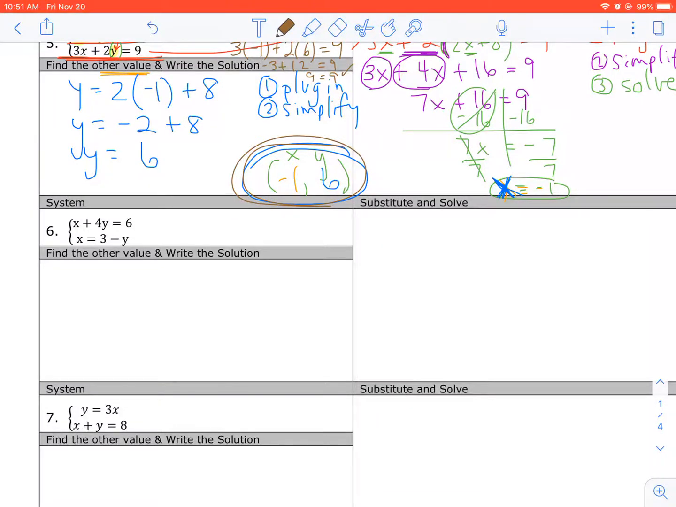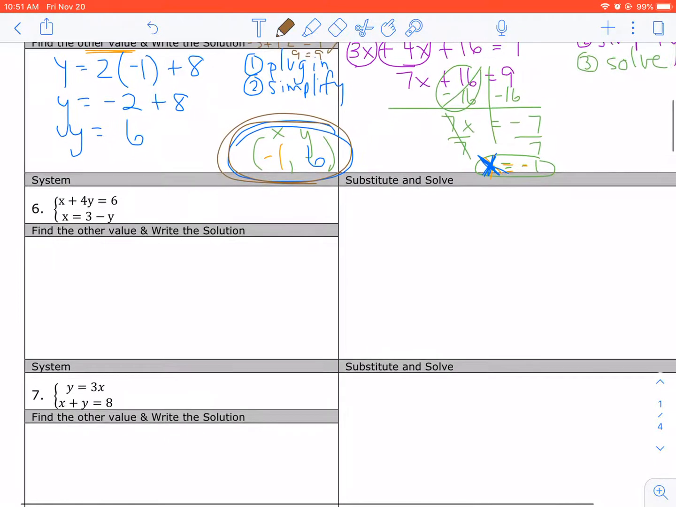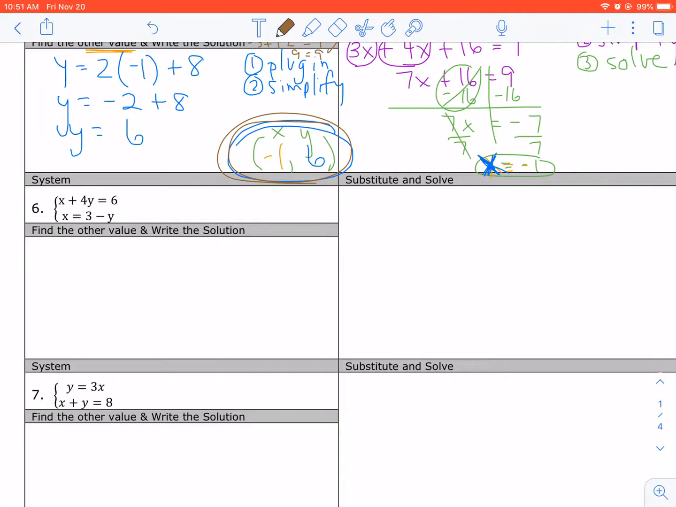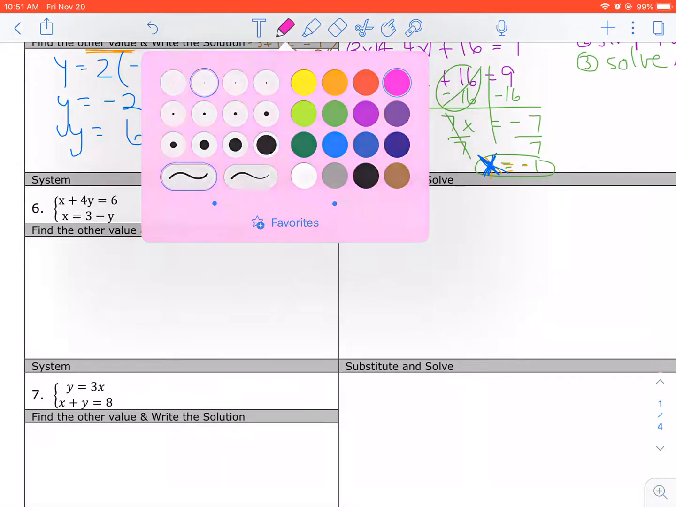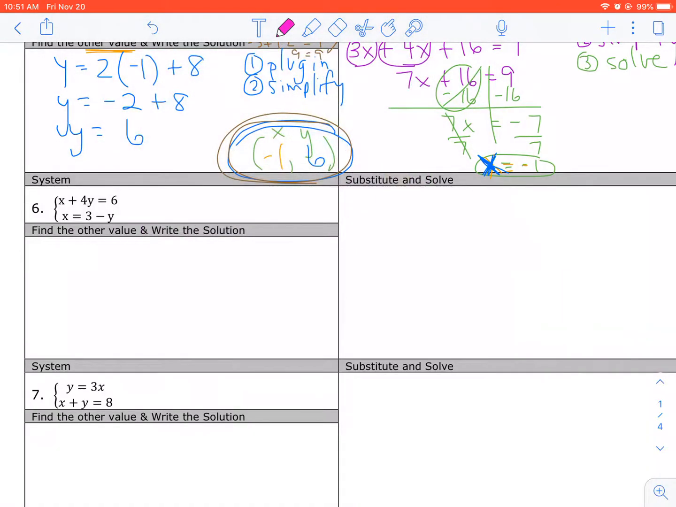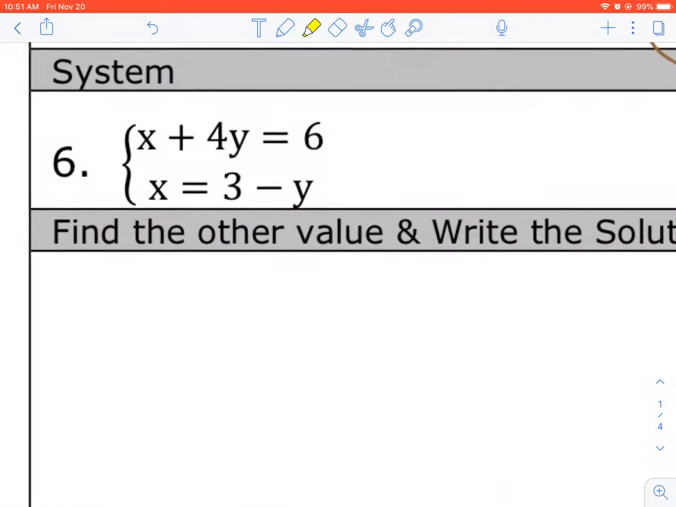This is number 6 on Schoology. So remember, when we solve using substitution, we are going to look for one of the equations that should already be in x equals or y equals, and we're going to take that and plug it into the other equation. So we're going to end up using both equations. So let's look. Number 6, is one of those equations already set up to say x equals or y equals? Yes, it is. Here it is right here.